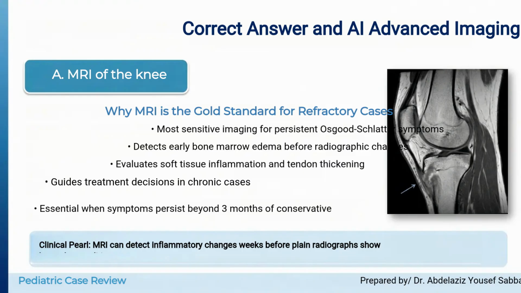Magnetic resonance imaging is the gold standard for refractory cases of Osgood-Schlatter disease. It is the most sensitive imaging modality for detecting persistent inflammation in this condition. It can detect early bone marrow edema before radiographic changes appear, evaluate soft tissue inflammation and tendon thickening, and guide treatment decisions in chronic cases. It is considered essential when symptoms persist beyond 3 months of conservative care. An important clinical point: magnetic resonance imaging can detect inflammatory changes weeks before plain radiographs show bony abnormalities, making it invaluable in refractory or diagnostically uncertain cases.